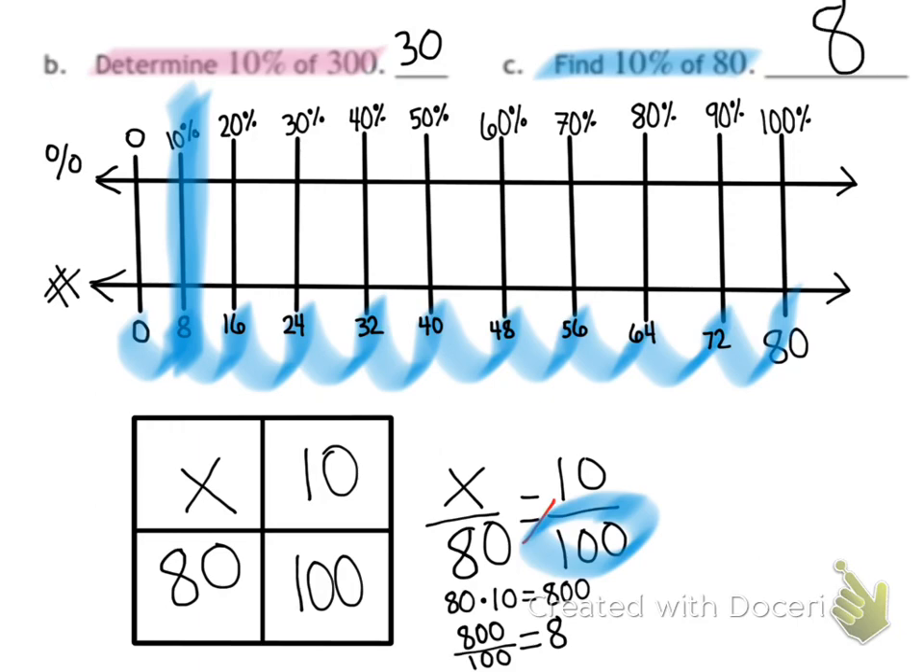So I showed you two different ways to prove that 10% of 80 is 8. And here's another way. Right, we have 80 times 1/10. That gives you 80 over 100, and that reduces to 8.